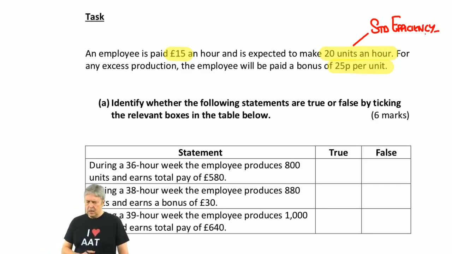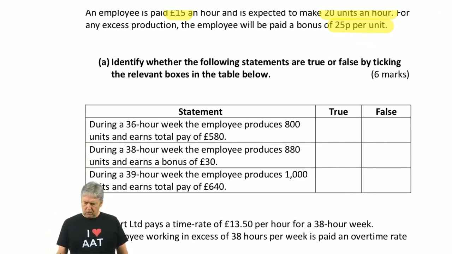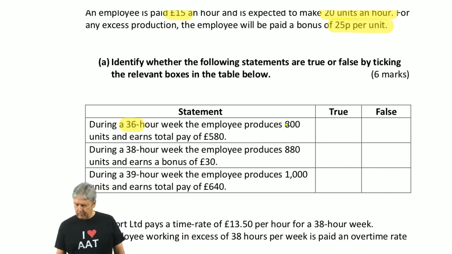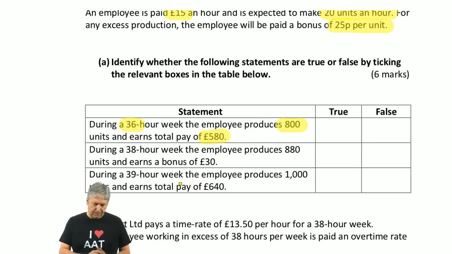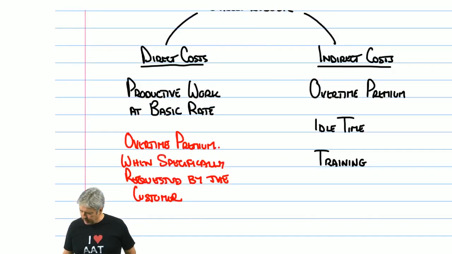Okay. A. Identify whether the following statements are true or false by ticking the relevant boxes in the table below. So, what are we told? We are told during a 36-hour week, the employee produces 800 units and earns total pay of £580. Well, I could try and squeeze this in somewhere, but if you don't mind, what I'm going to do is I'm going to go below where we've got a bit more space.